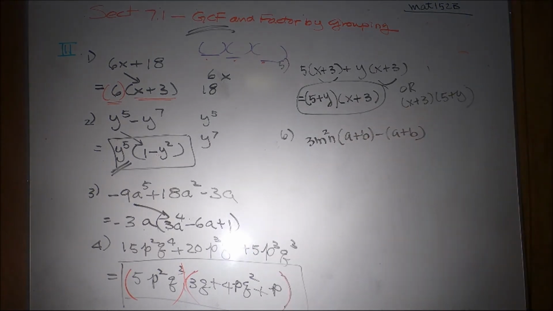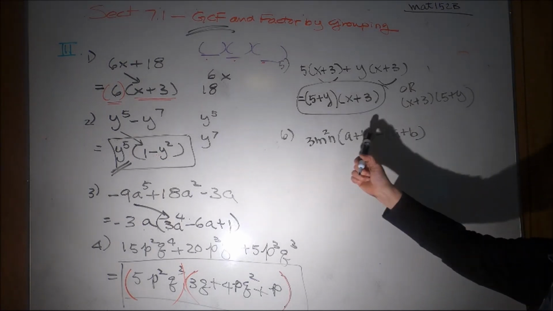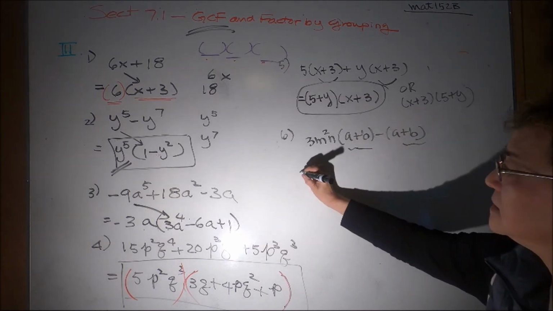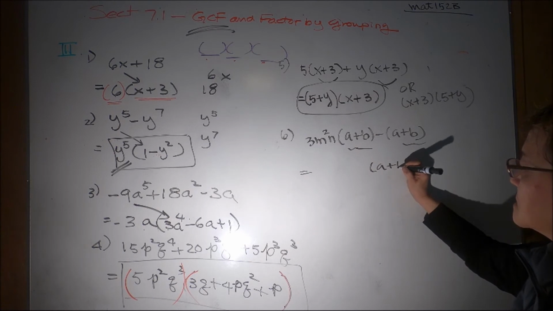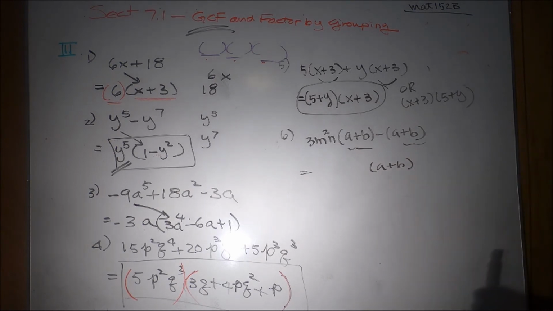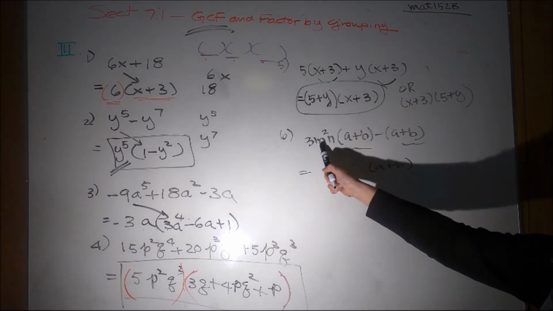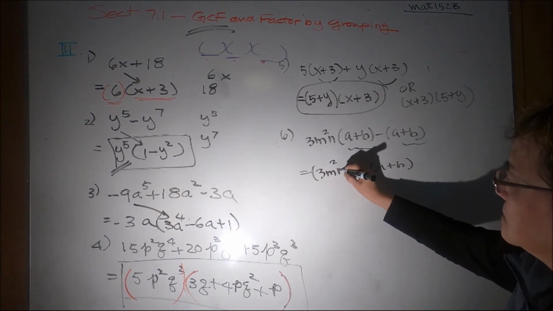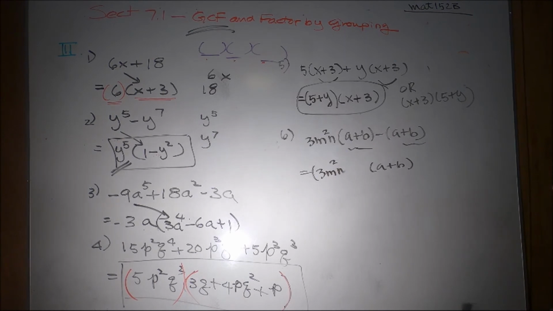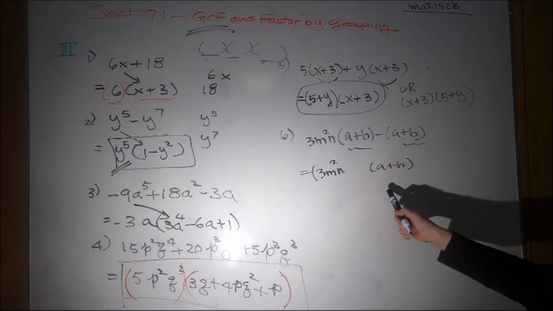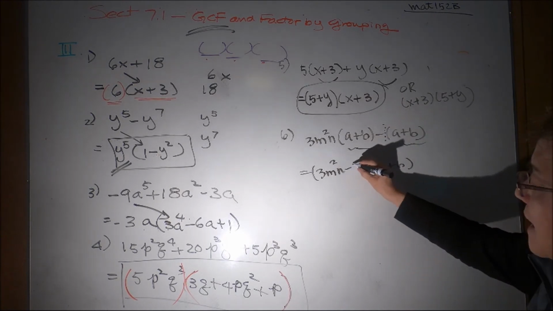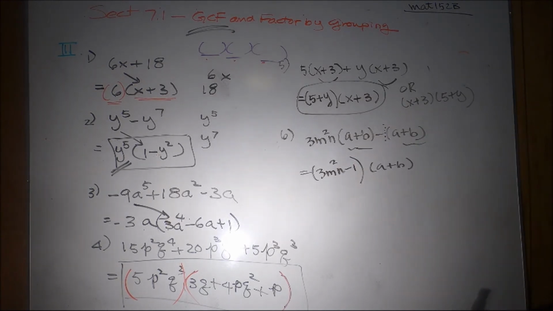For the next one, what do you think? What do they have in common in these two groups? That's the one, right? So you take them out. Then for the first group, what's left? 3m squared plus n, right? For the second group, if you take out, it means what? You have an invisible one here. So you minus 1, put the parenthesis there.